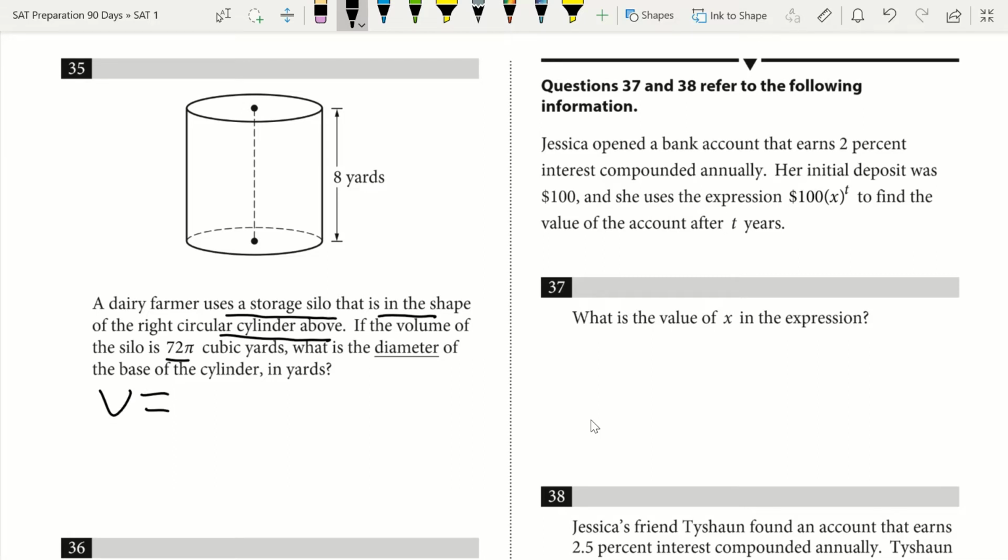Okay, the volume of a silo, or the volume of a right circular cylinder, is going to be volume equals pi r squared times height. We know our height is 8 yards, right? So we can go ahead and plug that in for h.